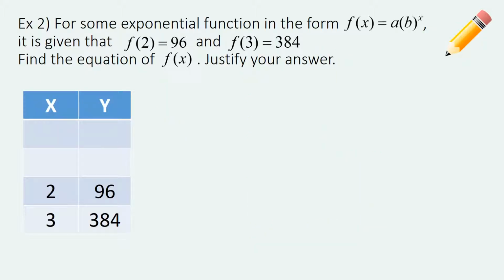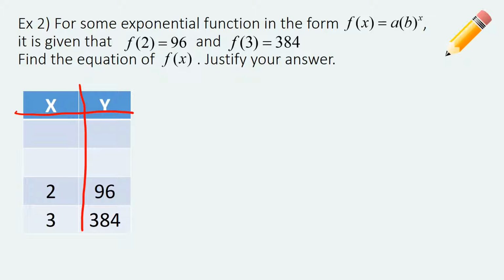Okay, example number 2. So for some exponential function of the form f of x is equal to a times b to the x, it's given that when we plug in 2, we get back a value of 96, and when we plug in 3, we get back a value of 384. So just like on example number 1, you guys, for every situation that we've been given, if they don't give you a table, make sure you write the table in your notes, okay? So I don't think your foldable has a little table for you, so you want to write that in.